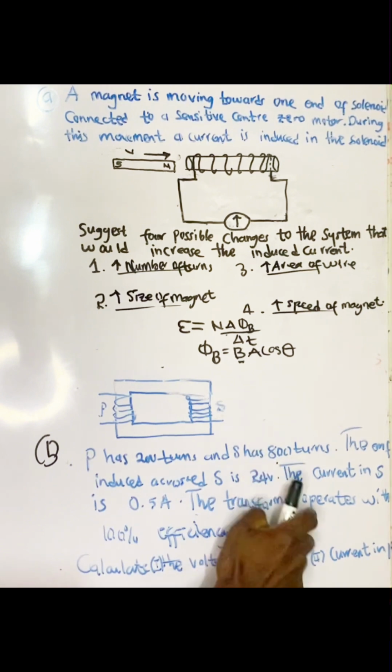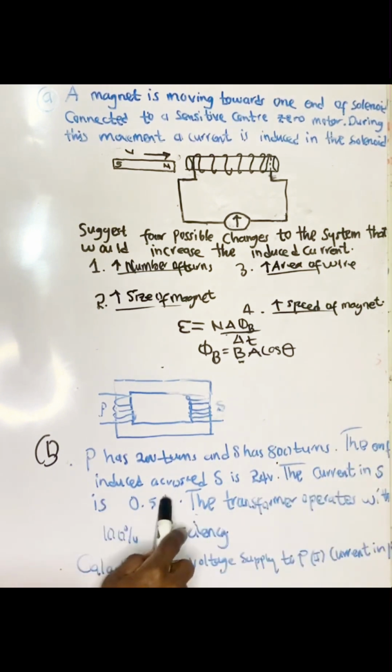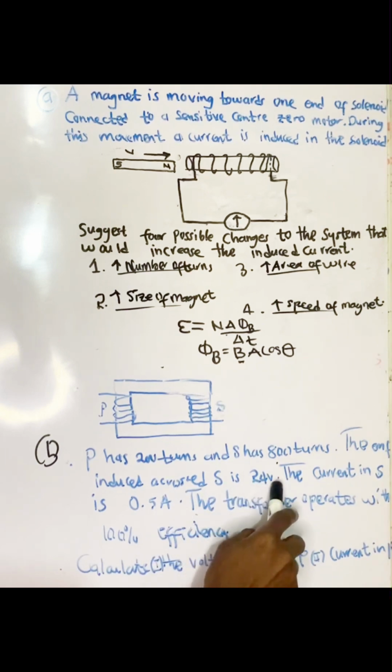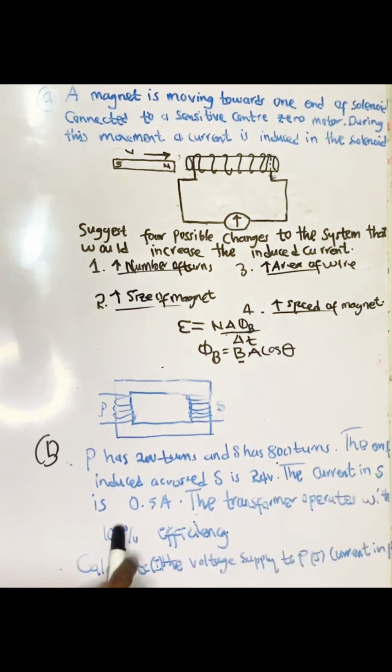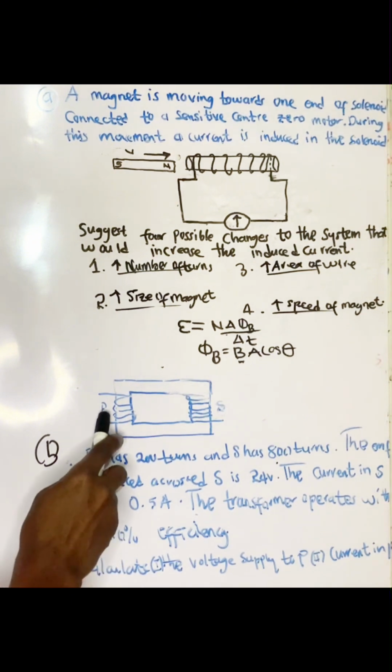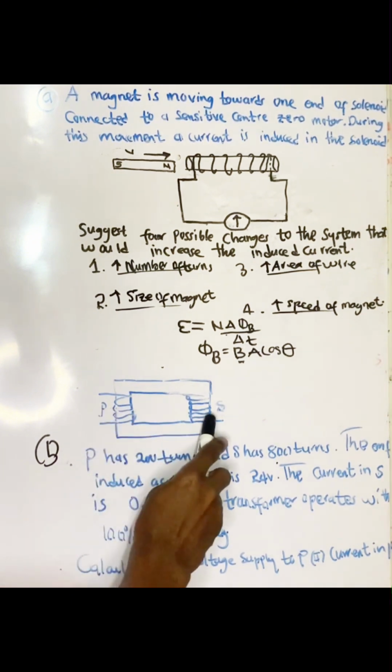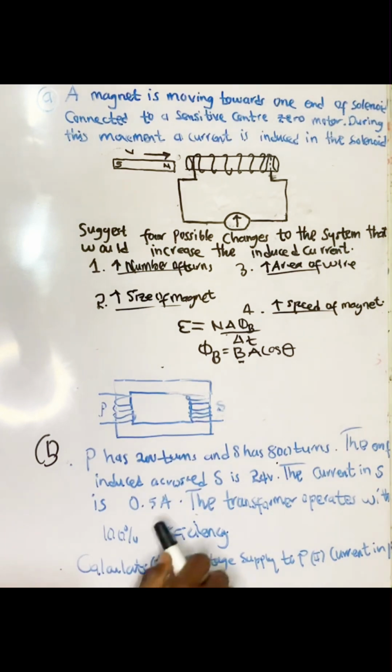is 800. The EMF induced across the secondary coil is 24 volts. The current in the secondary coil is 0.5 ampere. The transformer operates with 100% efficiency. What does that mean? It means that the transformer is able to conserve energy. Energy is conserved, or power is conserved in a transformer. It means there's no heat, there's no loss of energy. For this, we can see the power in the primary coil remains the same throughout the secondary coil. All right, that is what it means if the transformer operates with 100% efficiency.